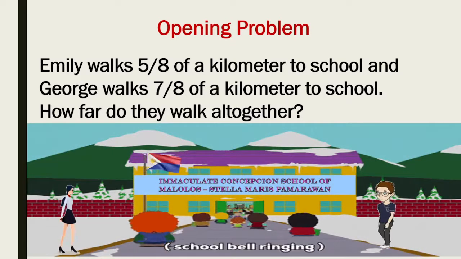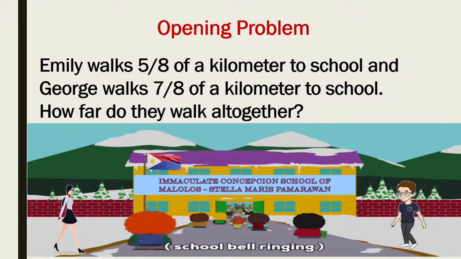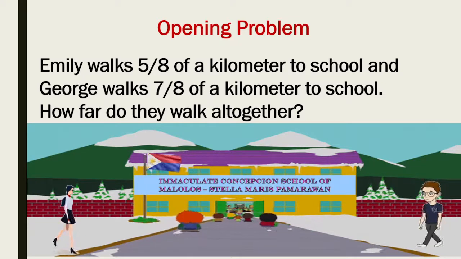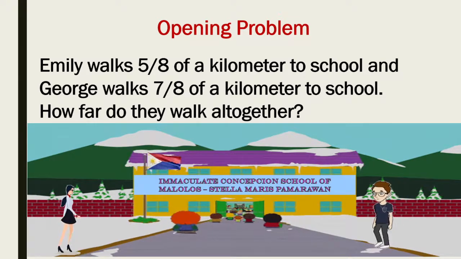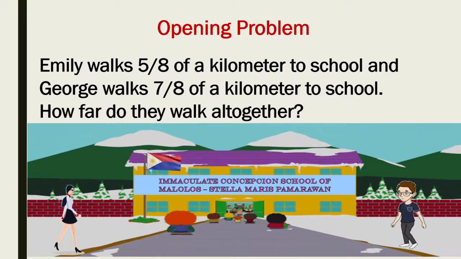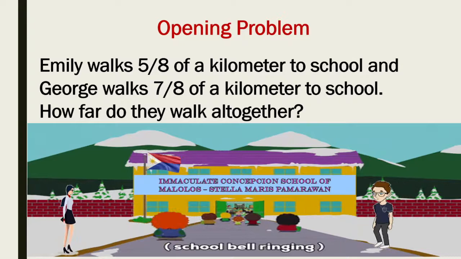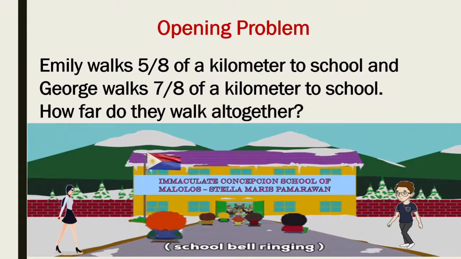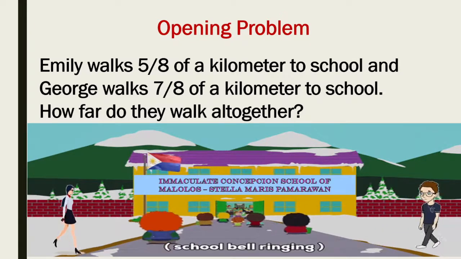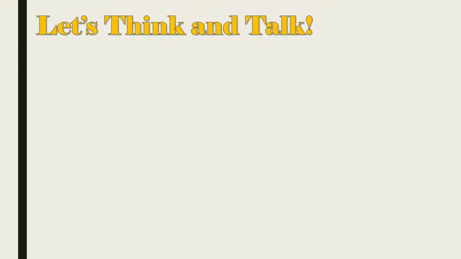So let's have this example. Emily is on the left and George on the right. They are both going to school, but they walk different distances. Emily walks 5/8 of a kilometer and George walks 7/8 of a kilometer. How far do they walk altogether? So let's think and talk.